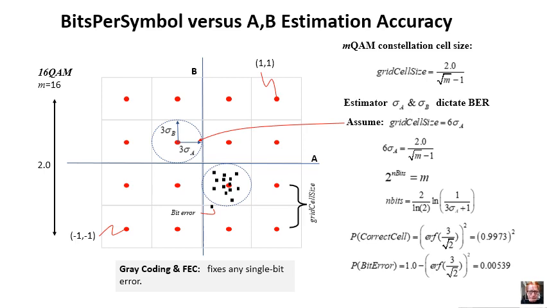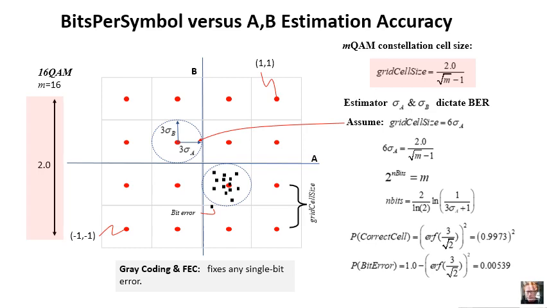The top expression on the right is a general expression for the M-QAM grid cell size given M. The 2 in the numerator is the magnitude of the sides of the grid between plus and minus 1. We must divide this by the square root of M subtracting 1, as can be seen from the grid example. This is a general expression for the M-QAM grid cell size for any value of M.